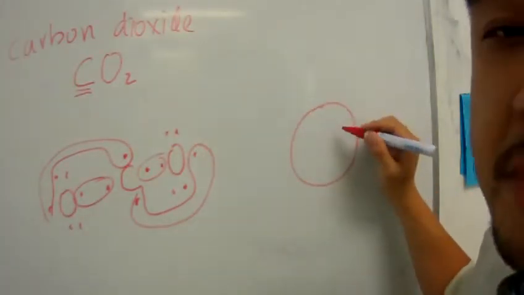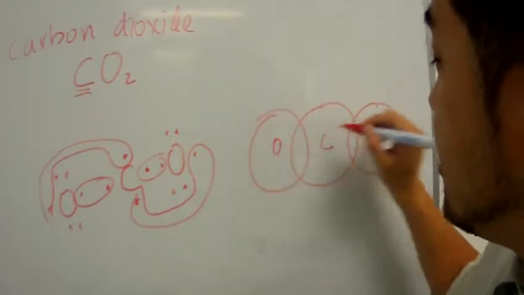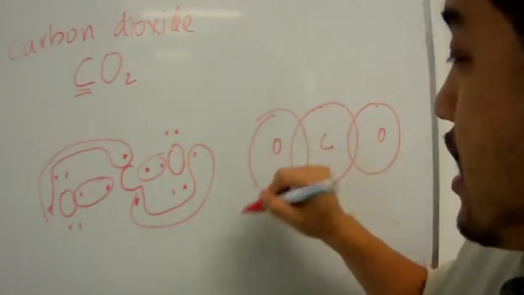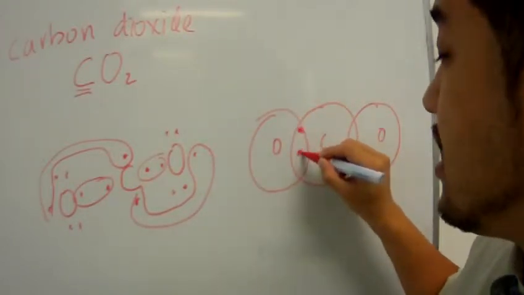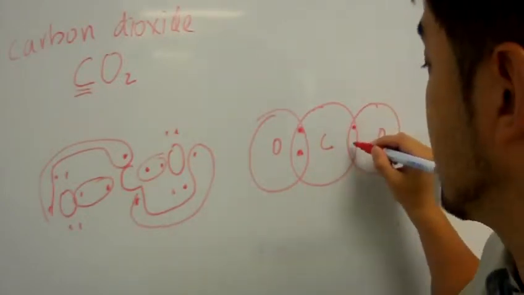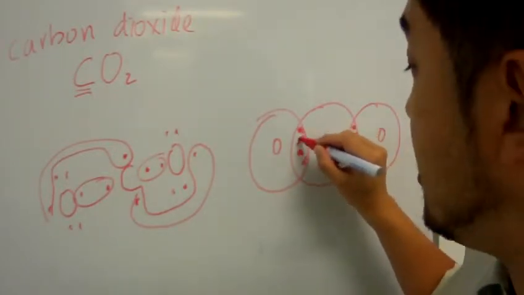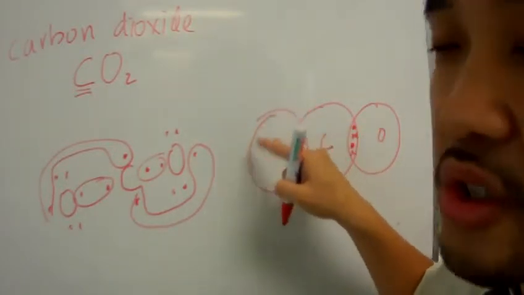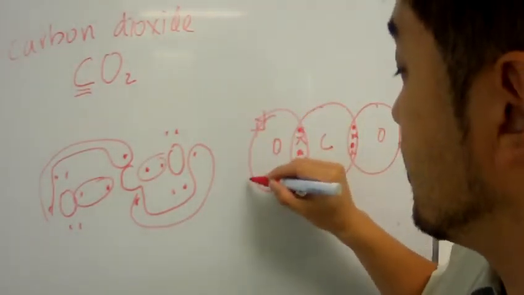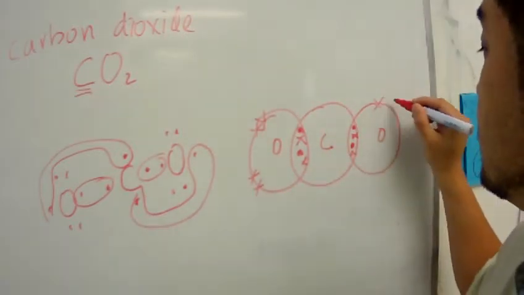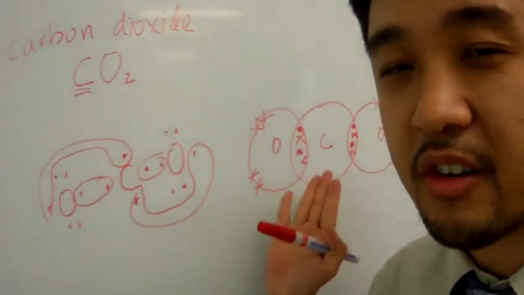Draw a big circle to represent carbon. Draw 2 other circles to represent oxygens. And I'm going to use the dots to represent the electrons of carbon, and the crosses to represent the electrons of oxygen. And oxygen has 2 pairs of non-bonding electrons. And there you go. That's the diagram for carbon dioxide.